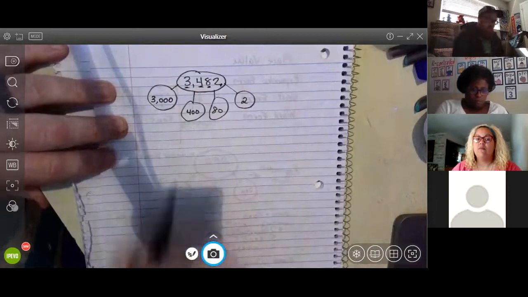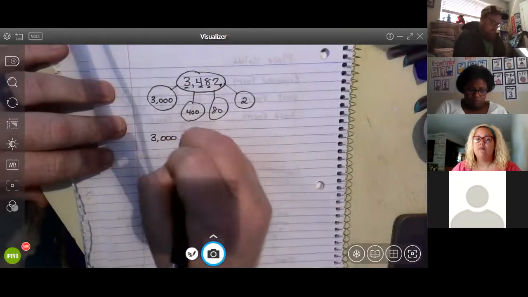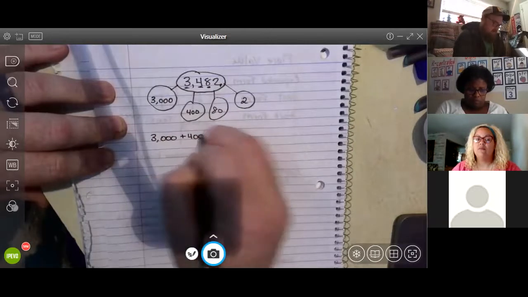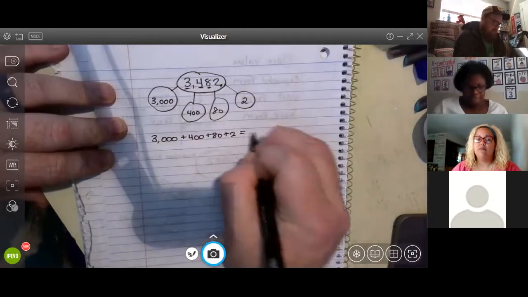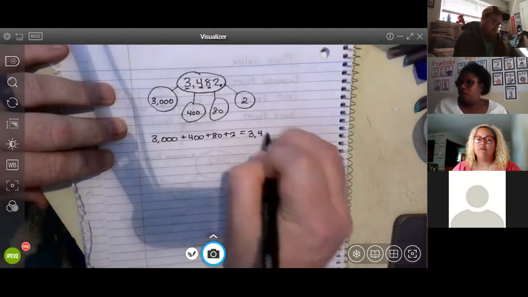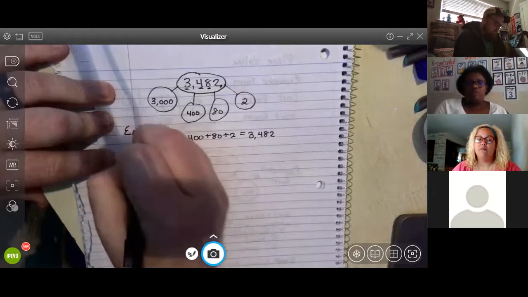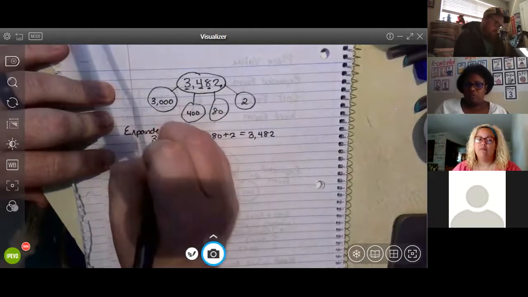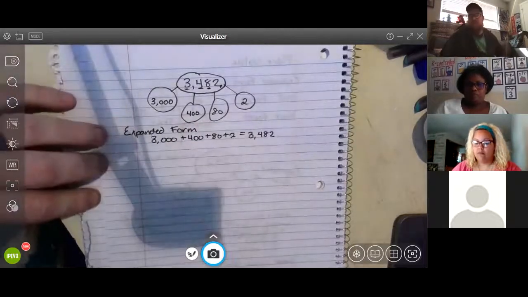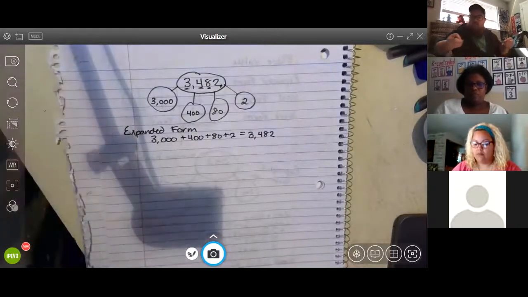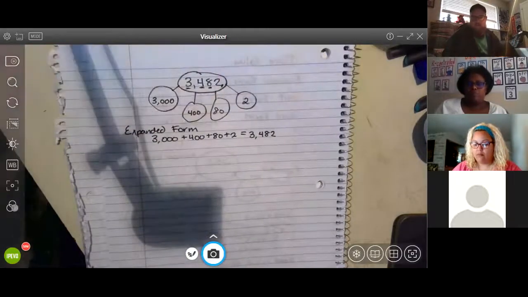One more time, another example of this you would see would be 3,000 plus 400 plus 80 plus 2. All these equal back to 3,482. This is, again, your expanded form. Again, expanded means you want to take that number and stretch it out to see all the little bitty place values that are hidden inside there.